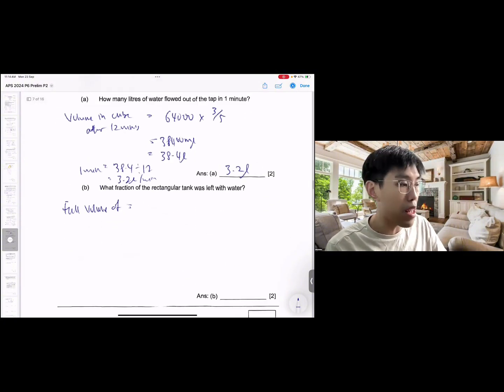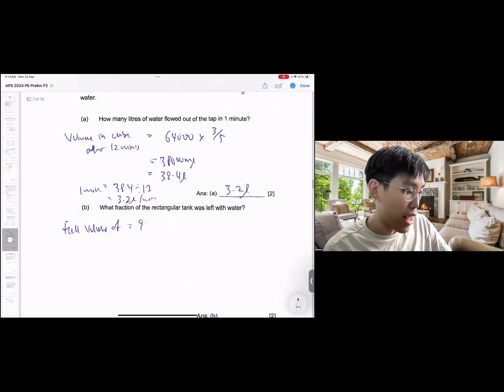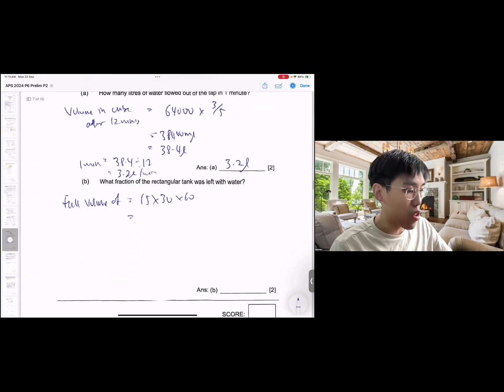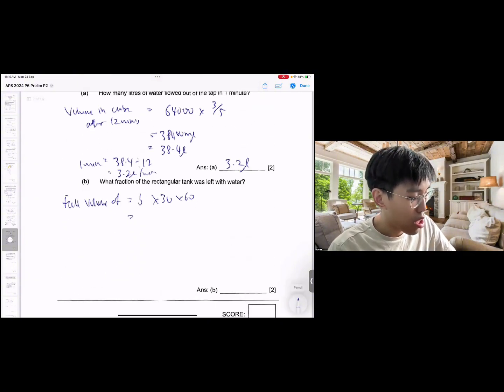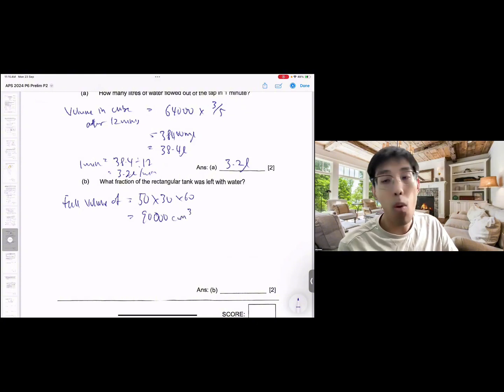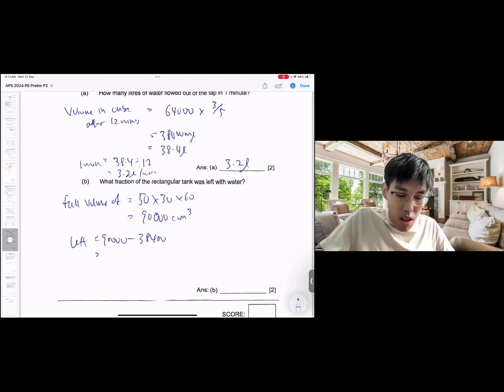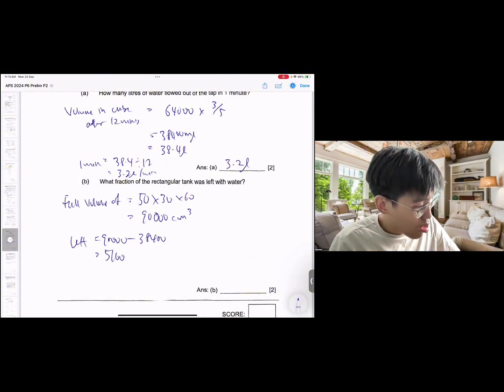Full volume of the tank will be 50, 30, 60. So it will be 90,000. Okay, 15, 30, 60. Is it 50? Oh, 50. Sorry, right now, right wrong. So it's 90, 15 okay. 1, 2, 3, 1, 2, 3. This is 90,000 cm cube. So what was left? Okay, need to go and find the left volume lah. So 90,000 minus 38,400. Okay, 90,000 minus 38,400, you get 51,600.